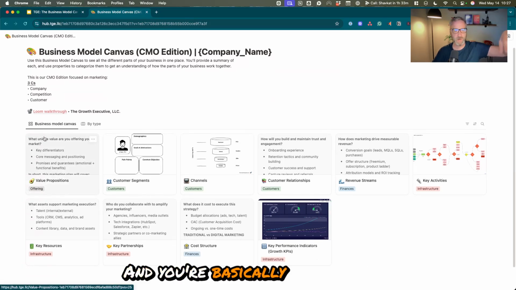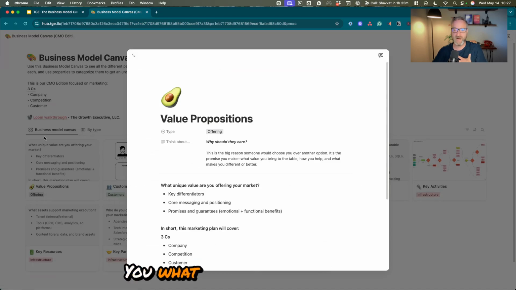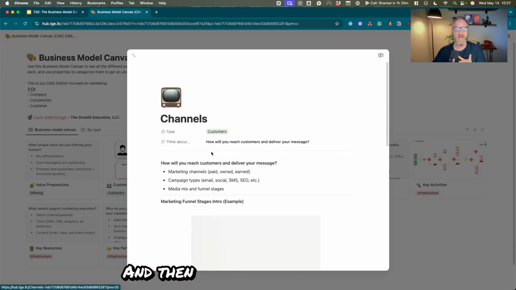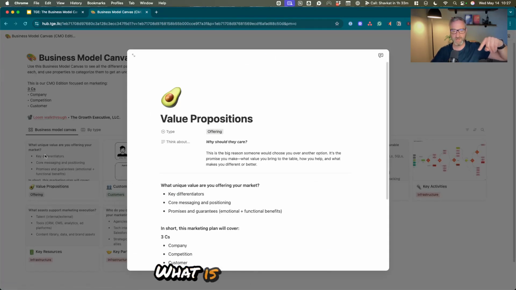And you're basically going in and you're asking very specific questions in each category. What value do we create for whom, right? And then how do we reach them? That's the three I would start with. All right. What is our unique value proposition?